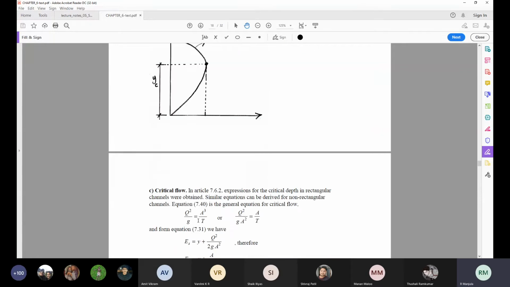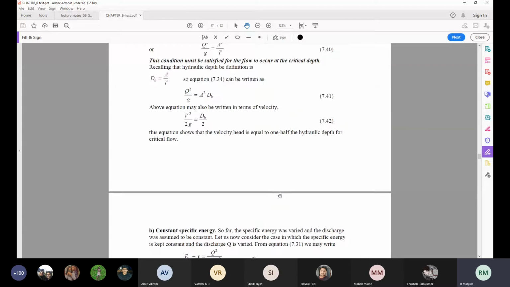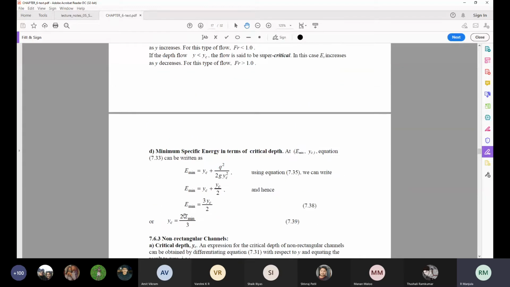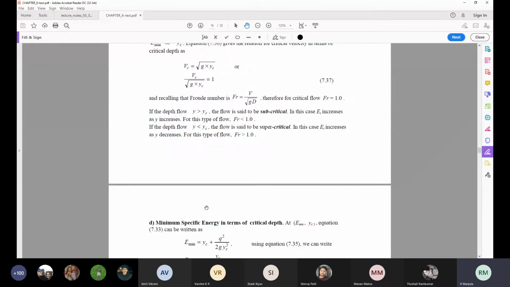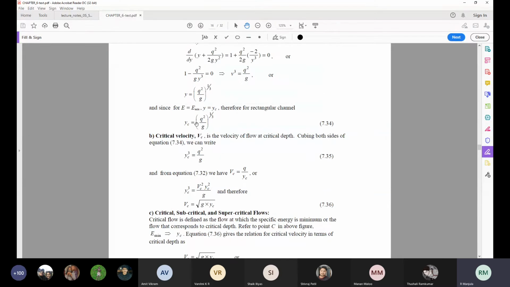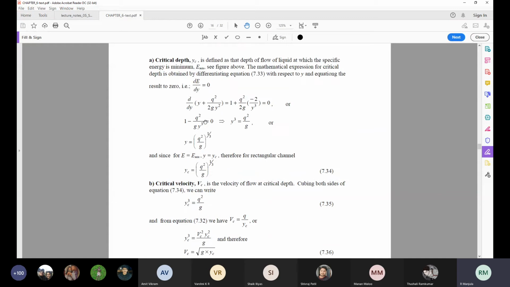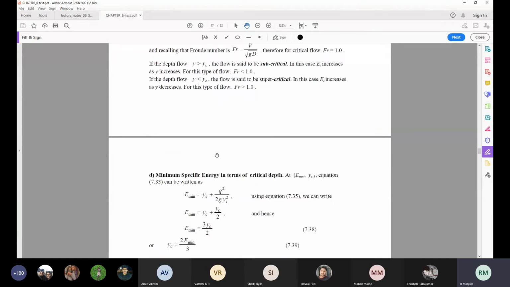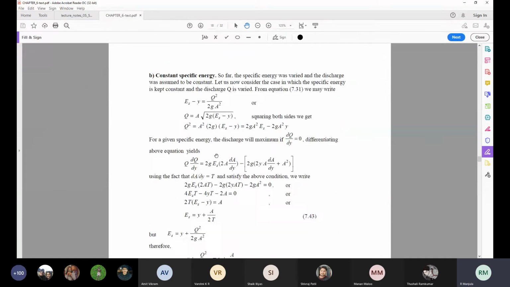And we have already discussed this for the rectangular channel. Similar equations we can derive, because 7.62 is nothing but your E minimum and the critical velocity. You can see E minimum for the rectangular channel, the critical velocity for the rectangular channel, and the critical depth for the rectangular channel. All these three derivations we have already done for the rectangular channel.